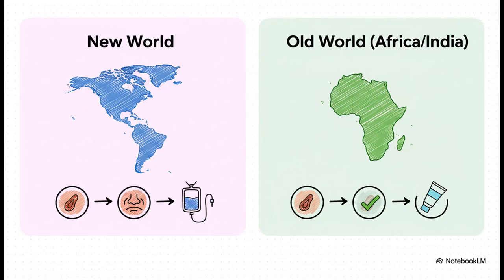Okay, so this is the so what moment. This is why that geography matters so much. If your patient got it in South or Central America, the New World, you have to treat it, and you treat it systemically. Why? Because you're worried about it progressing to the really nasty mucocutaneous form. On the other hand, if it's Old World disease from Africa or India, you can often be a bit more conservative. Sometimes those lesions will heal on their own.